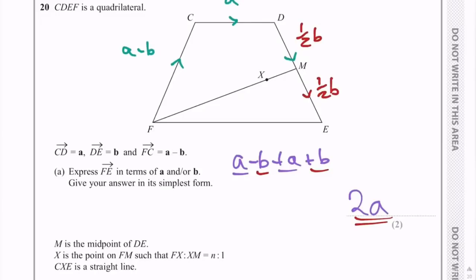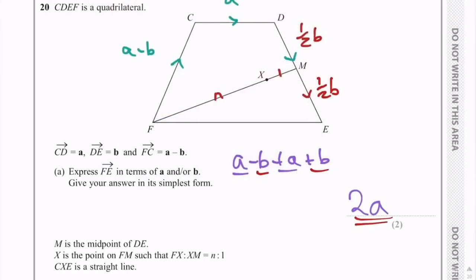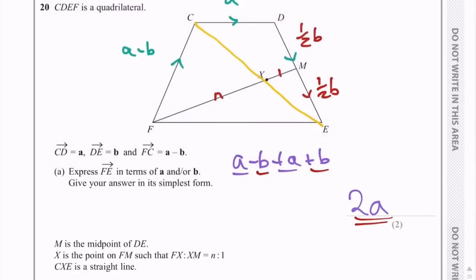X is the point on FM such that FX to XM is N to 1. So this is in a ratio. We've got N to 1. We don't know what N is though. CXE is a straight line. So C to X to E is a straight line. Okay, work out the value of N.